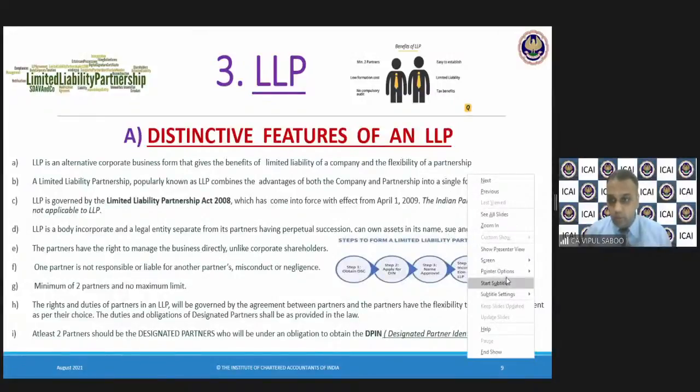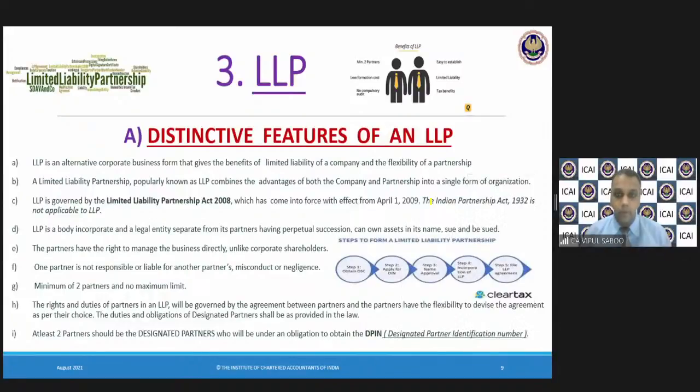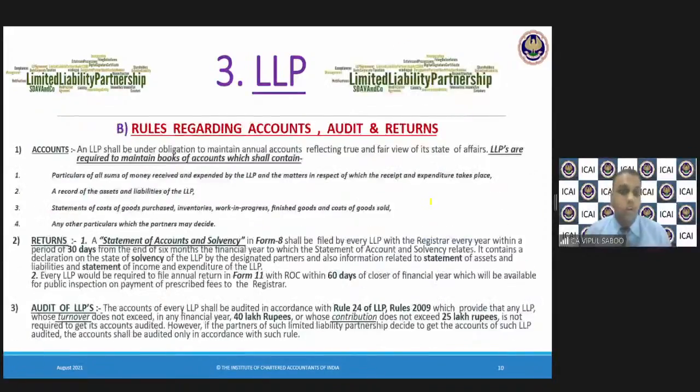Here we go. Okay. So next is rules regarding accounts, audit, and returns of an LLP. An LLP shall be under obligation to maintain annual accounts reflecting a true and fair view of its state of affairs. Normal, they have to maintain their annual accounts, books.